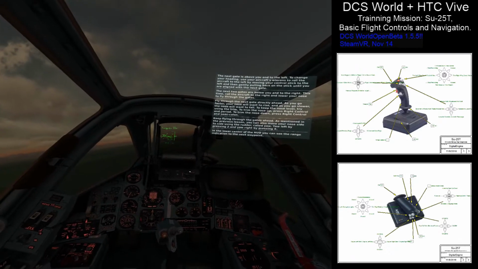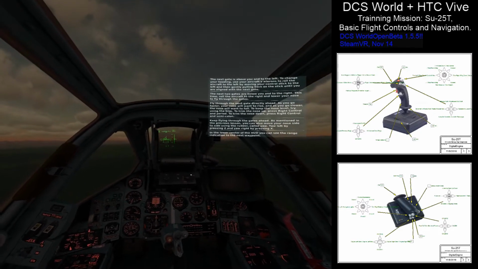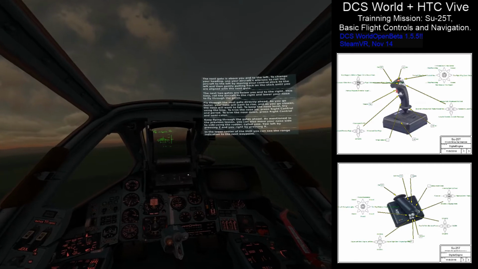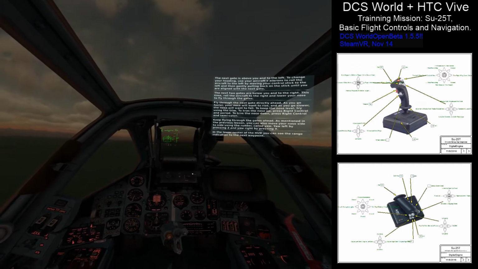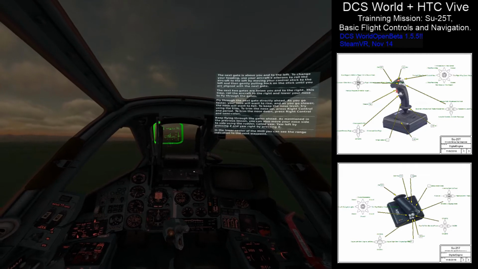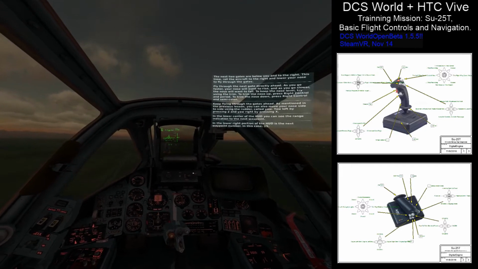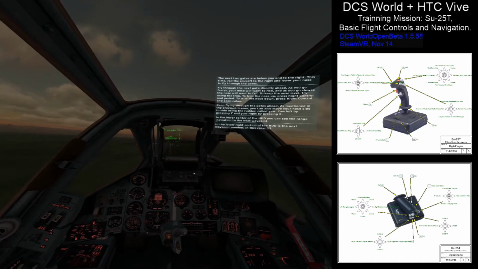In the lower center of the HUD, you can see the range indication to the next waypoint. In the lower right portion of the HUD is the next waypoint number, in this case, 15.